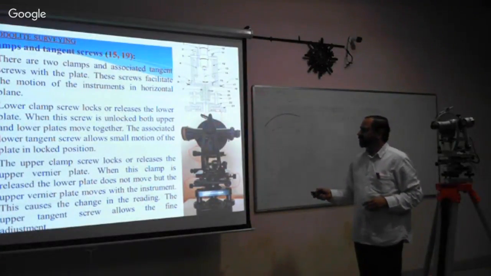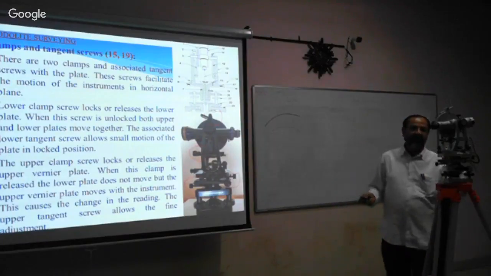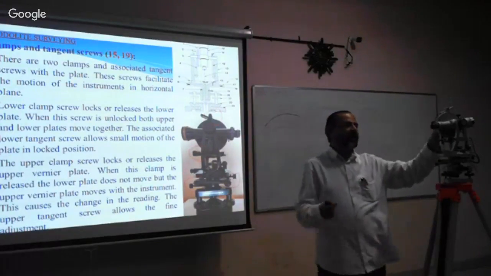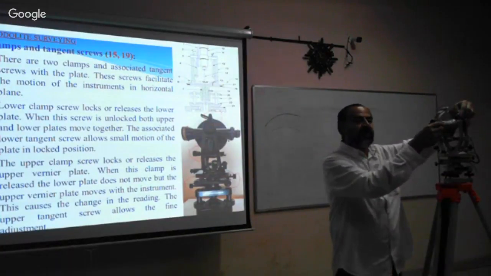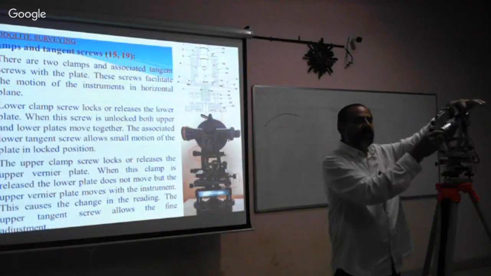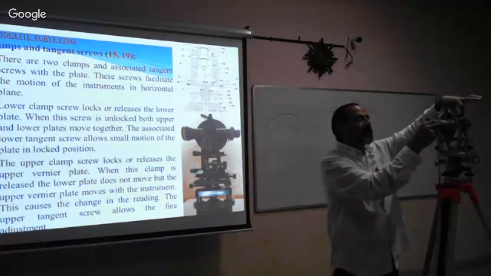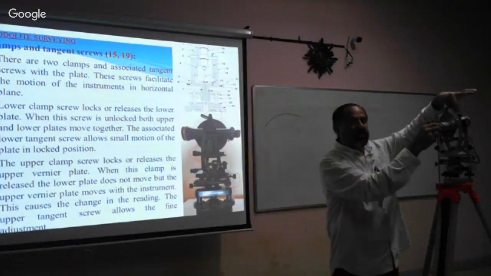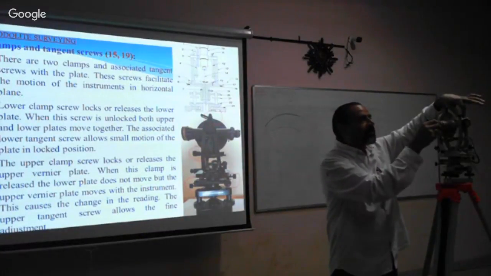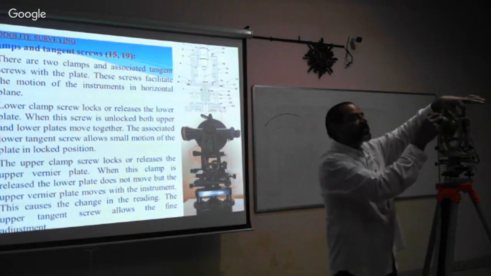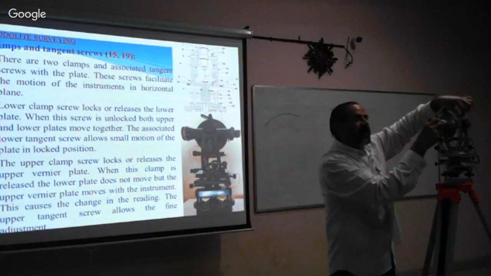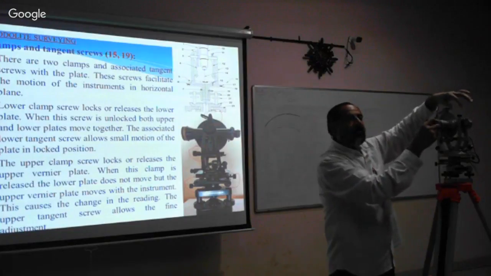And similarly, the other thing now is another part of this instrument, the vertical telescope. Now the telescope is controlled by a vertical circle clamp screw. This is the clamp screw, the vertical circle clamp screw. If you operate this vertical circle clamp screw, the movement of the telescope can be restricted. If you close this clamp, the telescope will not rotate. It will not move at all. Now this will be closed.